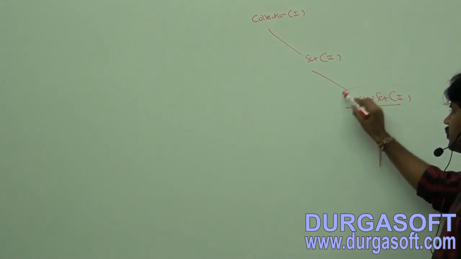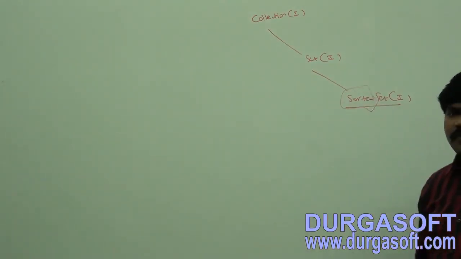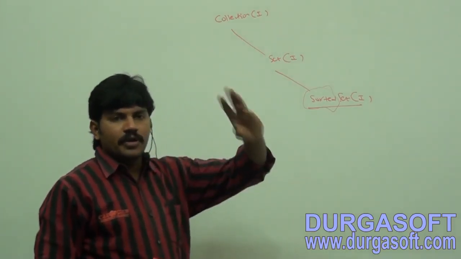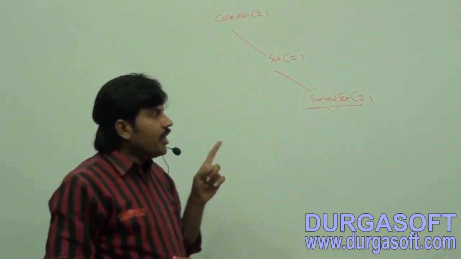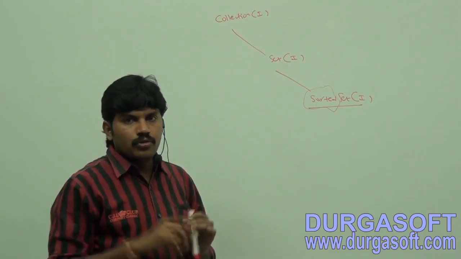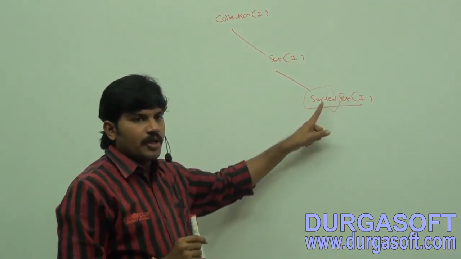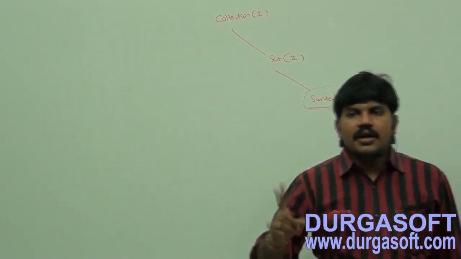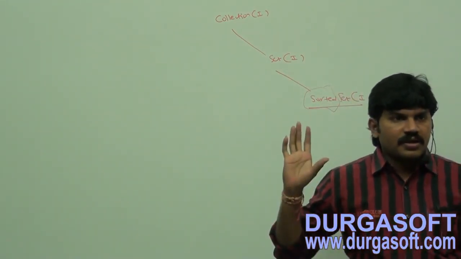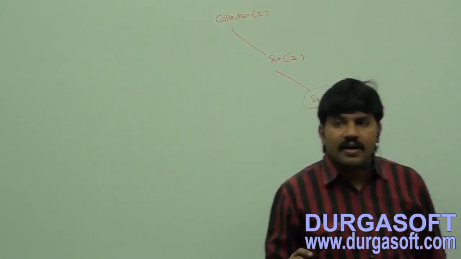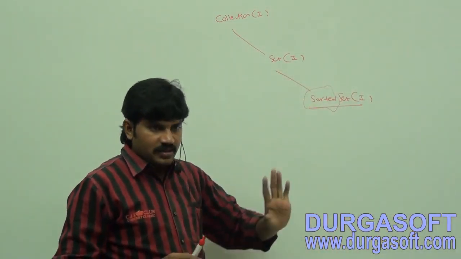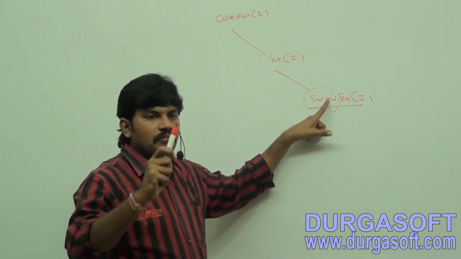When should we go for sorted set? The name itself indicates, have you observed? If you want to represent a group of individual objects where duplicates are not allowed, without duplicates because of the set property, but all objects should be inserted according to some sorting order, then we should go for a sorted set. Sorting must be required.